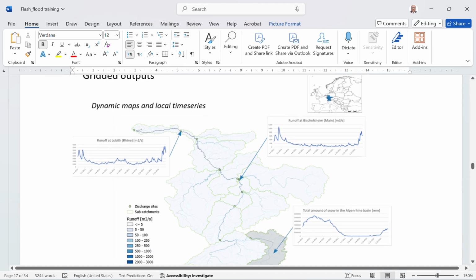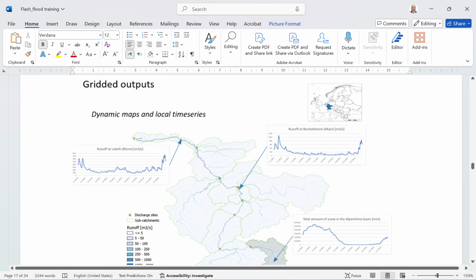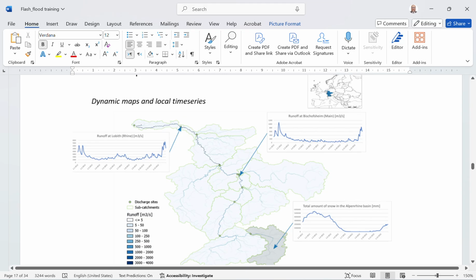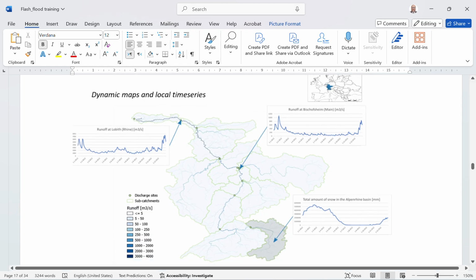This is the gridded output, and we talked about our fully distributed model. For our fully distributed model, the results are produced at each grid of the model. So here we can extract our time series at any specific point. So these are the dynamic maps and location time series. We can define different locations to extract the result and to extract the time series. We're going to see that later.